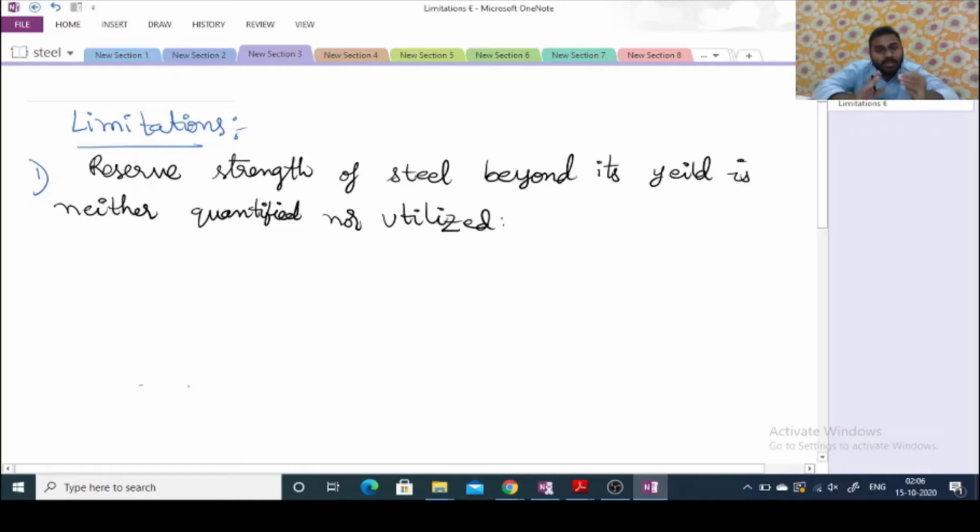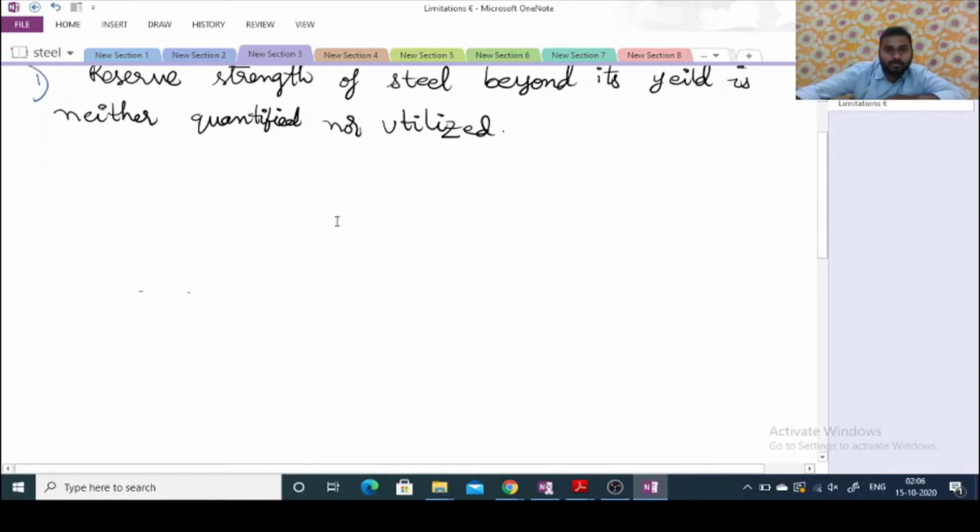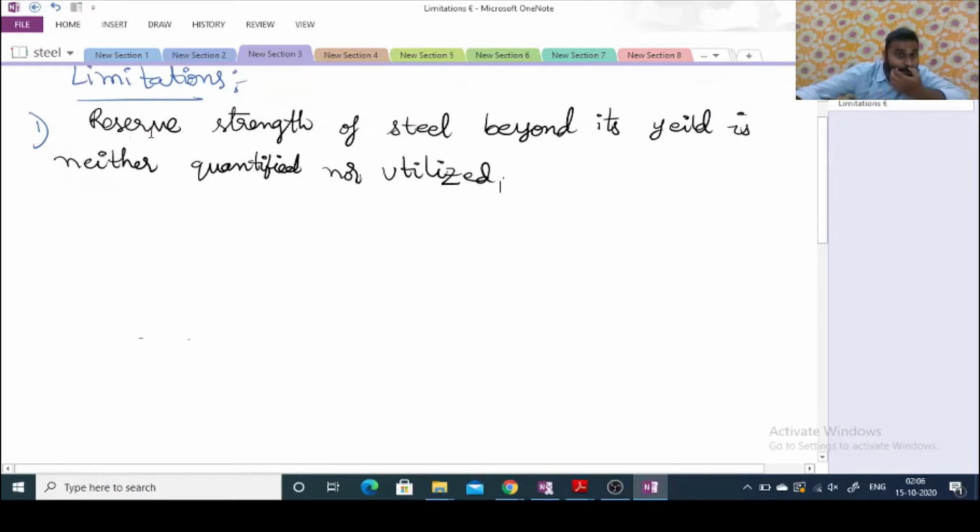Now, what is meant by reserve strength and why it is not quantified or utilized in the working stress method? Let us discuss. We are going to discuss it with the stress strain curve of mild steel, which we discussed in the beginning of our sessions, in plastic analysis itself. By making use of that curve, let us try to understand this point: reserve strength of steel beyond its yield is neither quantified nor utilized.